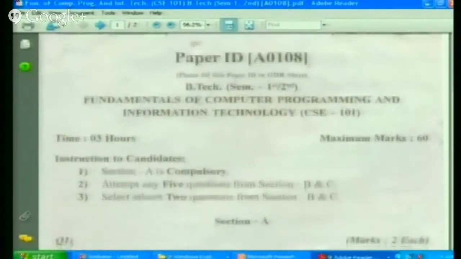I have one question paper here. Let's take that first. Fundamentals of computer programming and information technology. Here you can see the general information varies. The paper ID has been typed so boldly: BTech semester first and second, Fundamentals of Computer Programming and Information Technology, CSC.